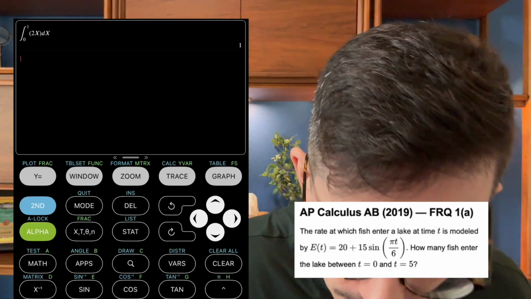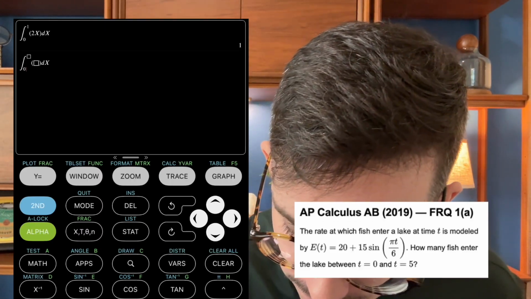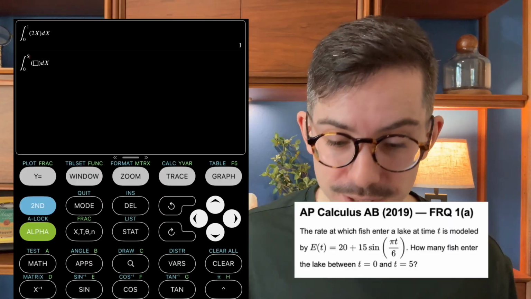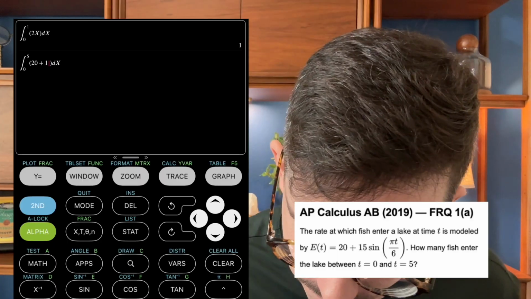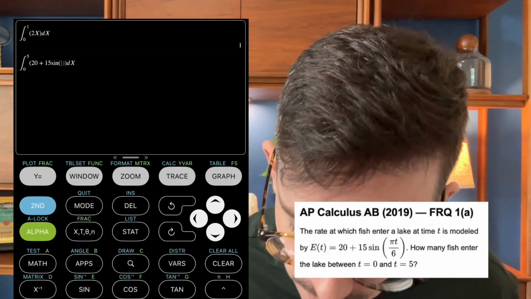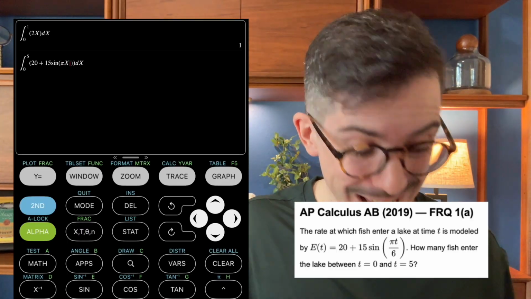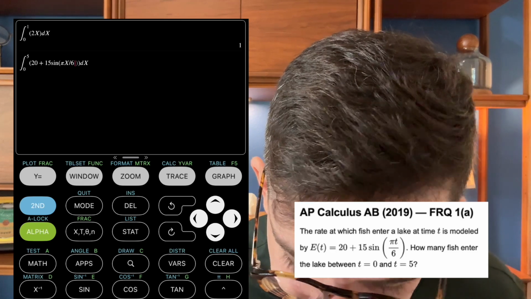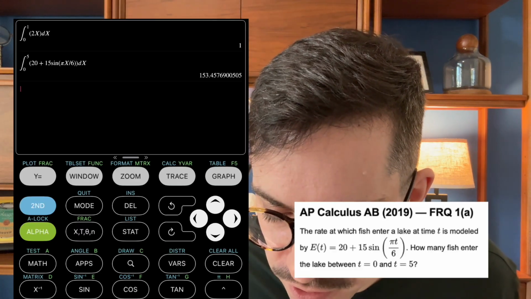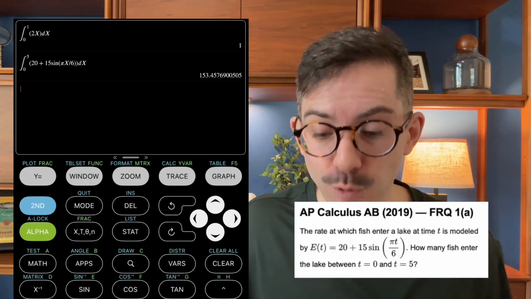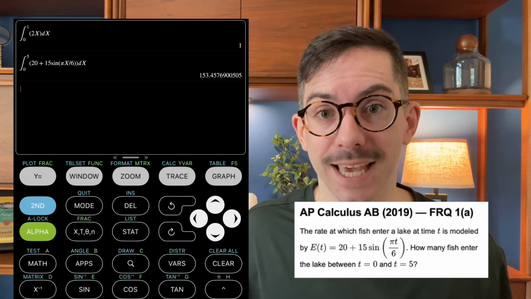So let's see it. We're going to do math 9. Let's put in my limits of the integral, so it's 0 up to 5. I'm then doing my rule, which is 20 plus 15 sine of pi times my variable, in this case I'm using x again, by 6. So when I enter this, I get this approximation, 153.458. If we're rounding that to the nearest number of whole fish, that would be 153, I guess.